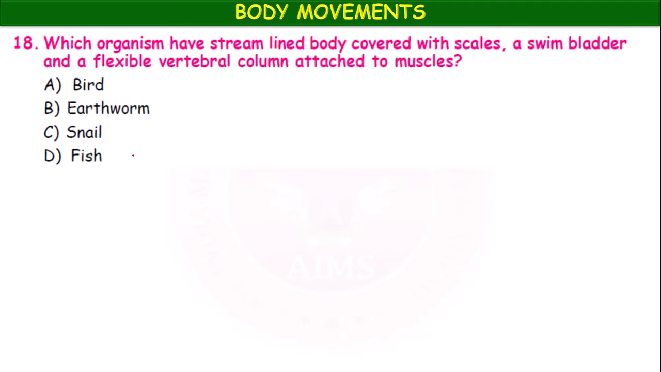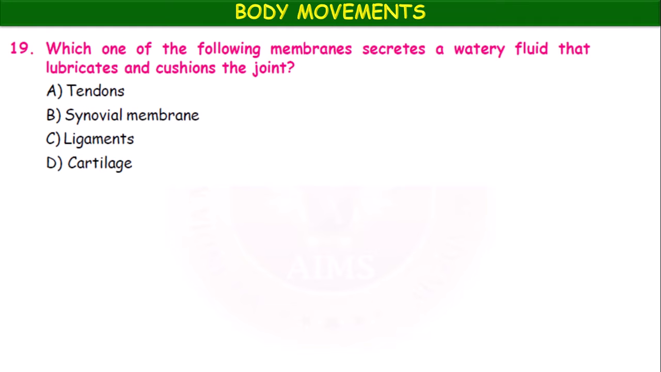So which organism has a streamlined body covered with scales, a swim bladder and a flexible vertebral column attached to muscles? Bird, earthworm, snail and fish. It is the fish. So which membrane secretes a watery fluid that lubricates and cushions the joint? Tendons, synovial membrane, ligaments and cartilage. It is the synovial membrane which secretes the fluid called synovial fluid. Okay, and these joints are called synovial joints or movable joints.